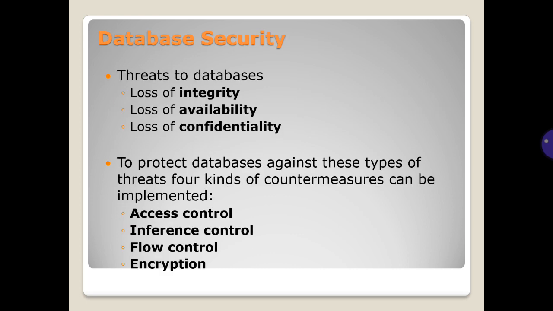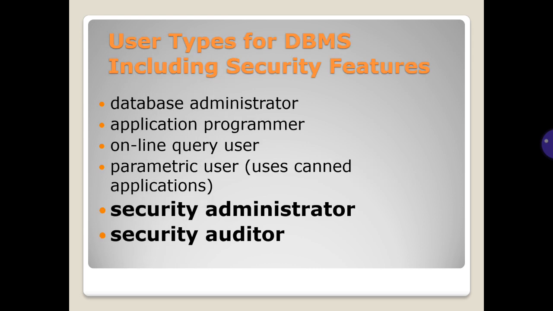Database security. Threats to databases: loss of integrity, loss of availability, and loss of confidentiality. To protect the database against these types of threats, four kinds of countermeasures can be implemented: access control, inference control, flow control, and encryption. User types for DBMS, including security features: database administrator, application programmer, online query user, parametric user, kernel applications, security administrator, and the security auditor.